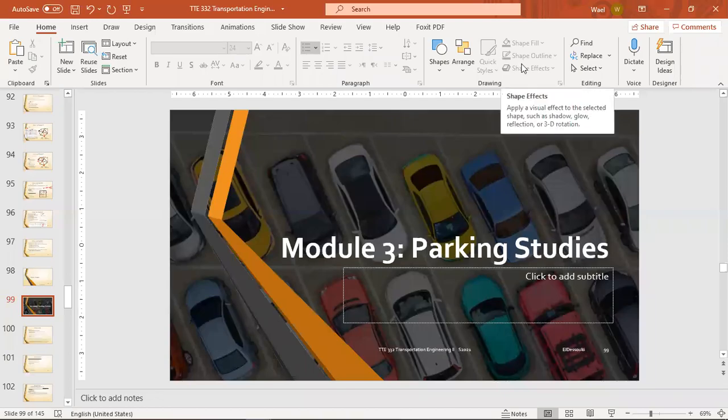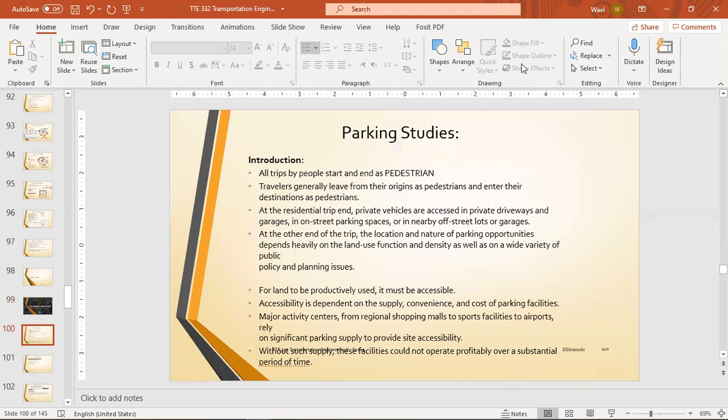Now we are going to start on Module 3, Parking Studies, and let's start with an introduction. Basically, most trips start as a pedestrian and end as a pedestrian. We walk from home to our cars, then we drive to our destinations, then we park our cars, and we step out and walk to the final destination as pedestrians. So in both cases, we park the car at the origin and we park the car at the destination.